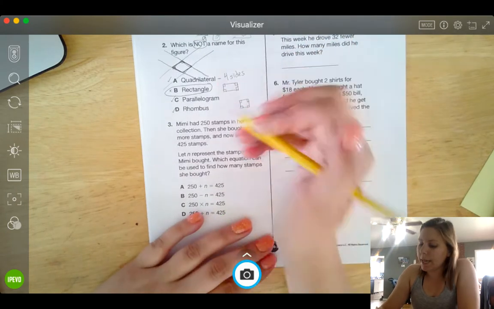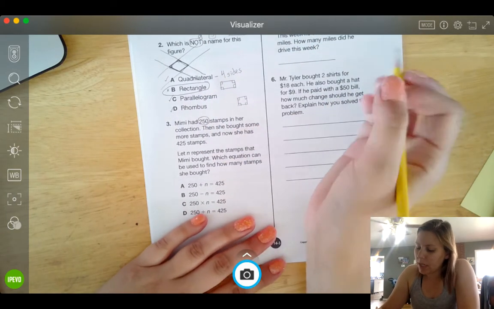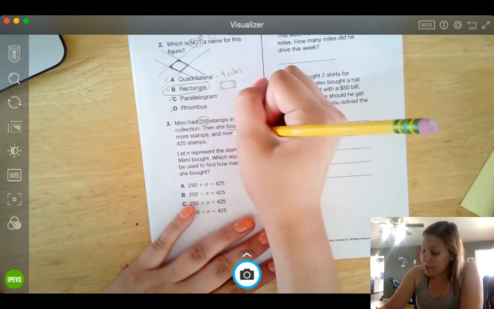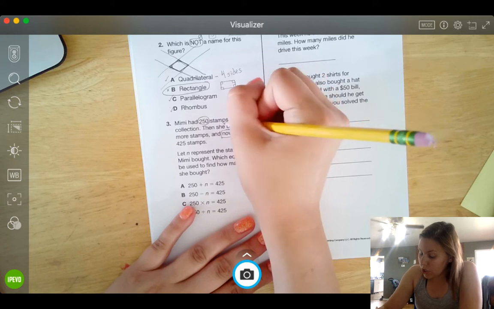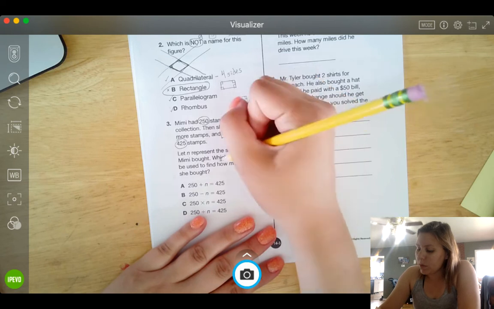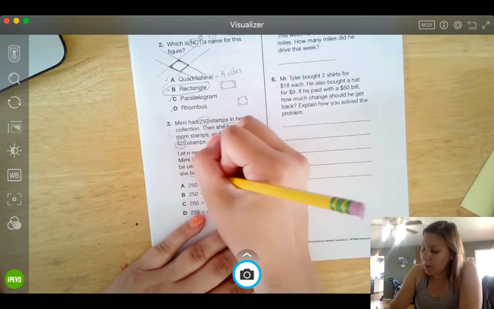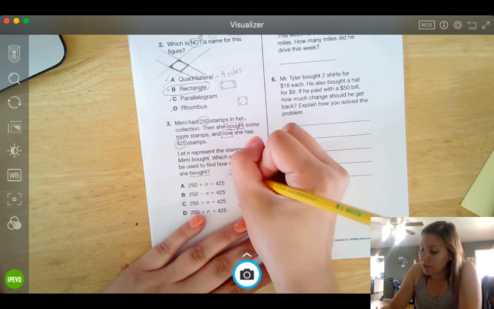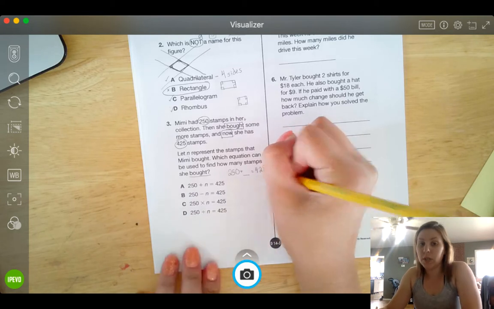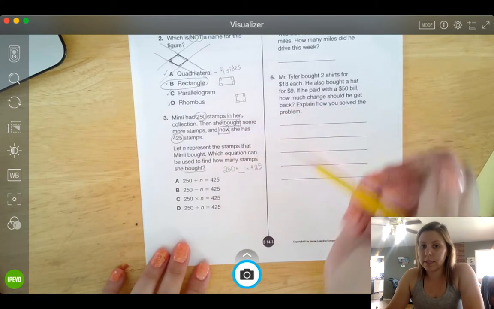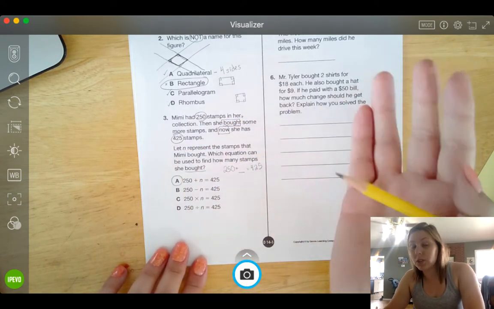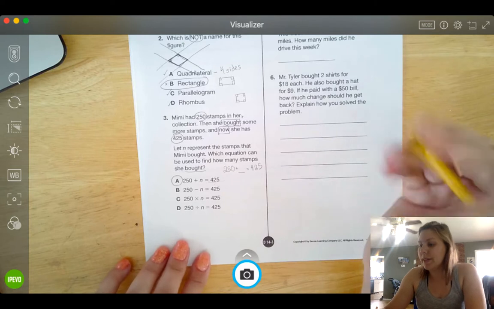3, Mimi had 250 stamps in her collection. And then she bought, which means she's going to add some more stamps. And now she has 425 stamps. Let N represent the stamps that Mimi bought, which equation can be used to find out how many she bought. So she started with 250. She bought some more, and now she has 425. Which one most likely looks like this? It would be A. 250 plus the amount she bought equals her total at the end of 425.